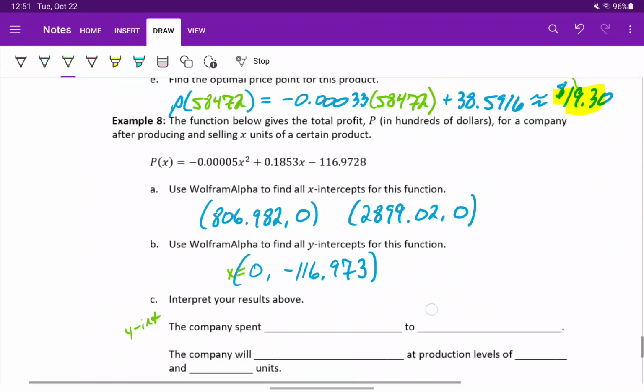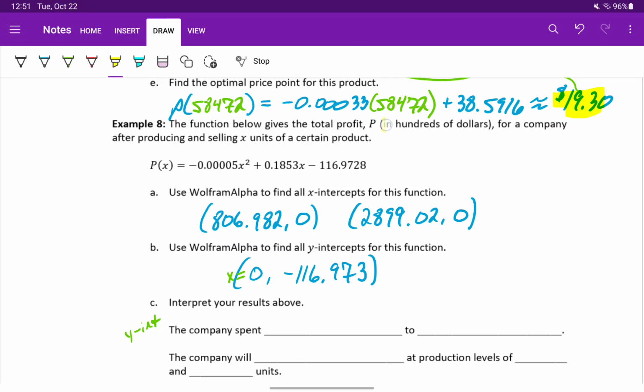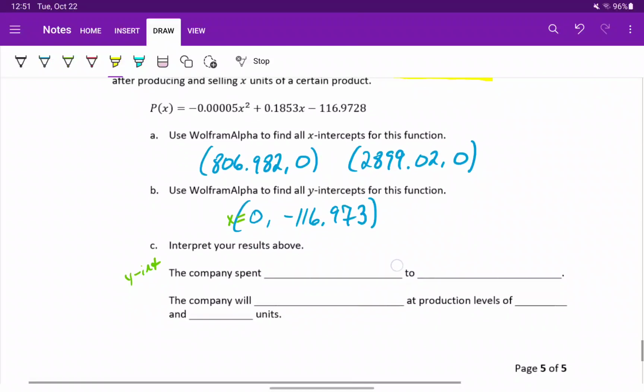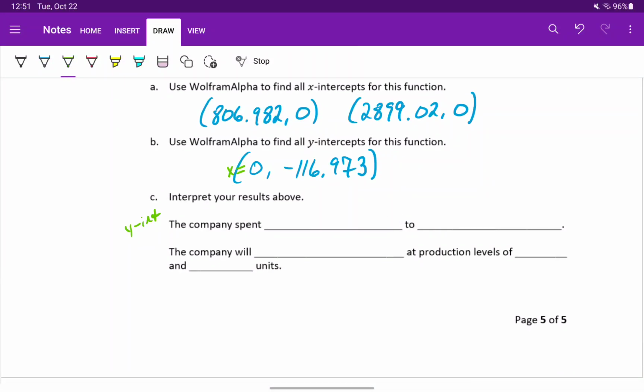But to interpret that value, we need to remember that our value for P, or our Y coordinate, is expressed in hundreds of dollars. So we need to take that value and multiply by 100 to get negative 11697.3, which tells us the company spent $11,697.30 to begin production.